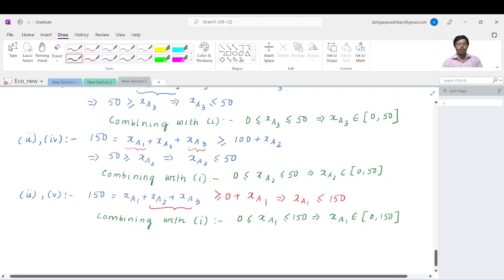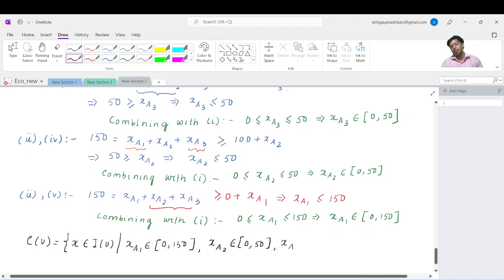Now we can finally get to the answer. What is the core of this game? It is the set of all possible payoff vectors which belong to the imputations such that these three conditions hold. The first component x of a1 should belong to 0 to 150. The second component x of a2 should belong to 0 to 50. And the third component x of a3 should belong to 0 to 50. This is the final answer for the core of this game. Okay, so thank you.